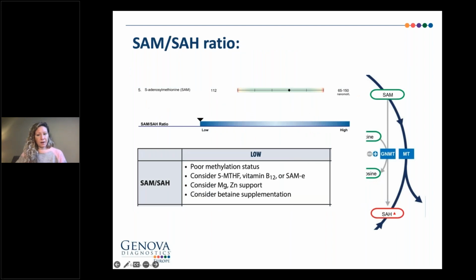And this here is just to highlight this. So whilst his SAM levels were good, as you can see, well within the reference range, I've provided a screenshot there. Because his SAH is so high, the SAM to SAH ratio is also low, which indicates hypomethylation. And I've added a screenshot at the bottom here on some of the factors that can be employed when the SAM to SAH ratio is low, and you'll find that, by the way, in the support guide.